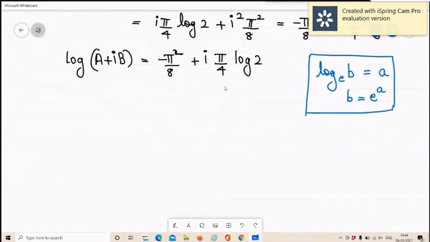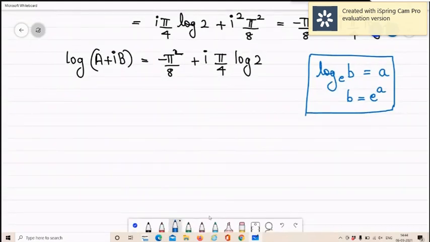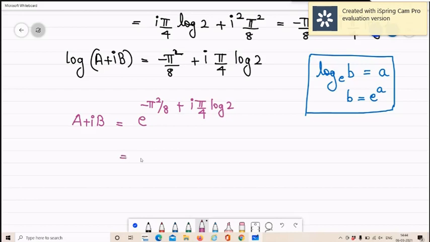So what is going to happen? This thing completely will become e raised to. So what are we going to have here? We will write here a plus ib, which will be equal to e raised to minus pi square by 8 plus I into pi by 4 log 2. Now I apply my indices so that it becomes e raised to minus pi square by 8 into e raised to I pi by 4 log 2.